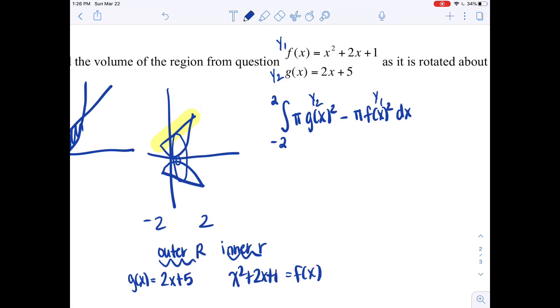I probably should have mentioned this earlier, but you should never be getting a negative volume when you're revolving something around an axis. It should always be a positive. If you're getting a negative, you probably messed up your inner and outer function. So if you go ahead and you plug this in your calculator, again, you can round to 3 decimal places. This comes out to be 227.